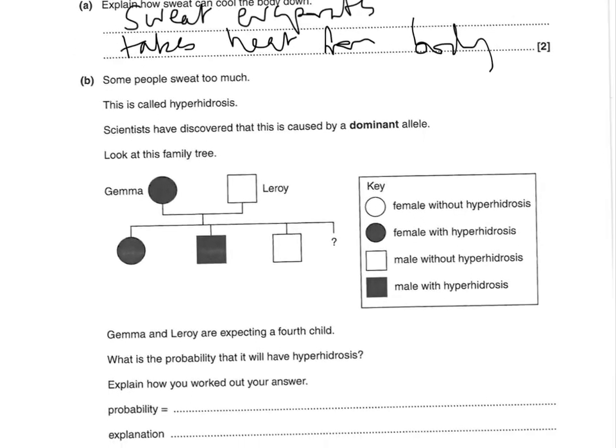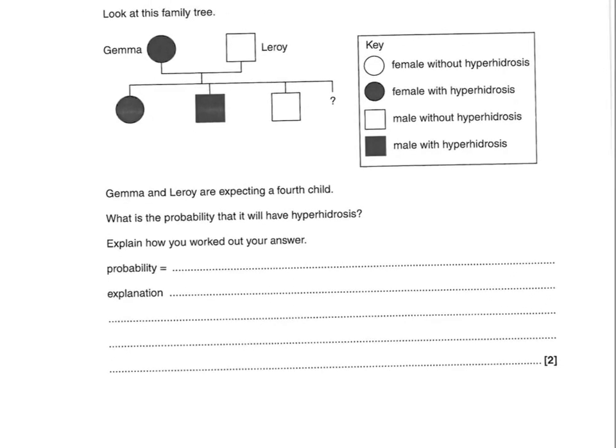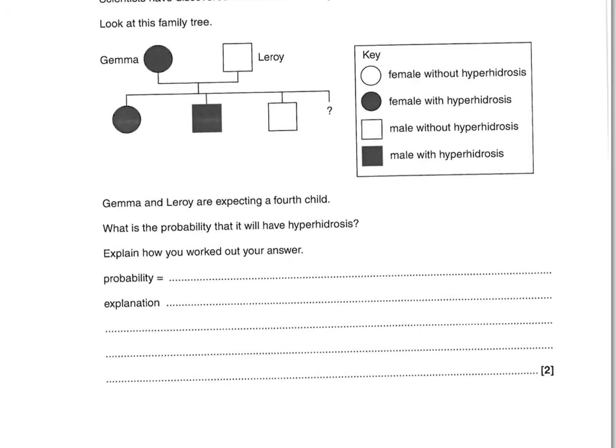Next question, some people sweat too much. This is called hyperhidrosis. Scientists have discovered this is caused by a dominant allele. Look at this family tree, there it is. Gemma and Leroy are expecting a 4th child. What is the probability that they will have hyperhidrosis? And explain how you worked out your answer.